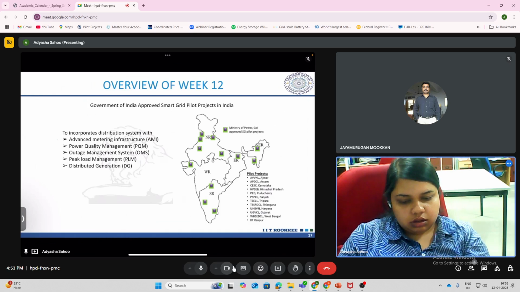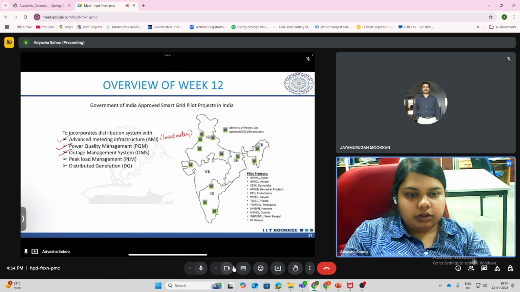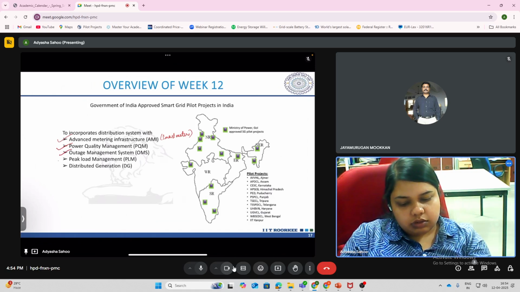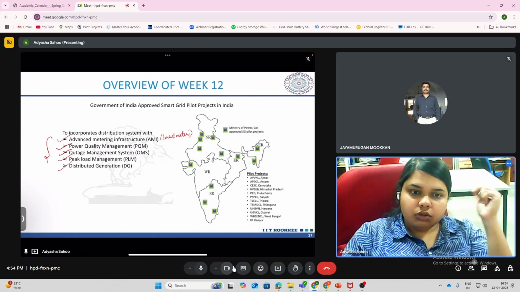Yes. So smart meters and other metering requirements are being added in the distribution system. Then we have various power quality management functions that are being added, outage management systems, peak load management, and then addition of distributed generation. So all these changes are being added through various pilot projects for the transitioning of the conventional grid to a smart grid.